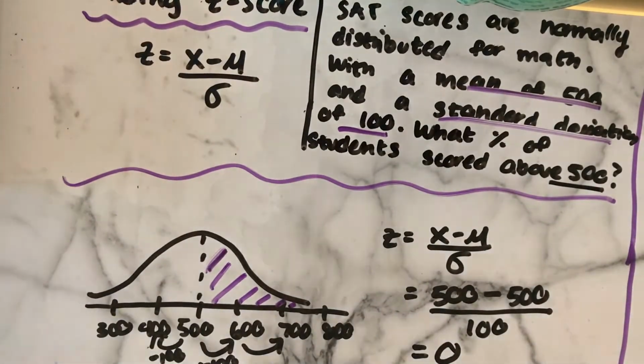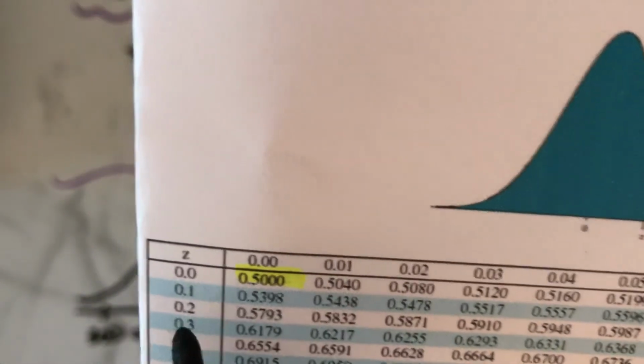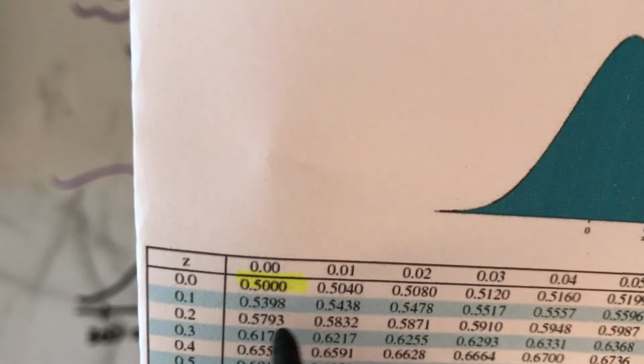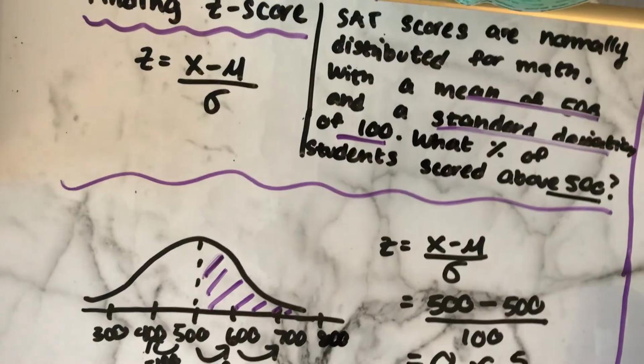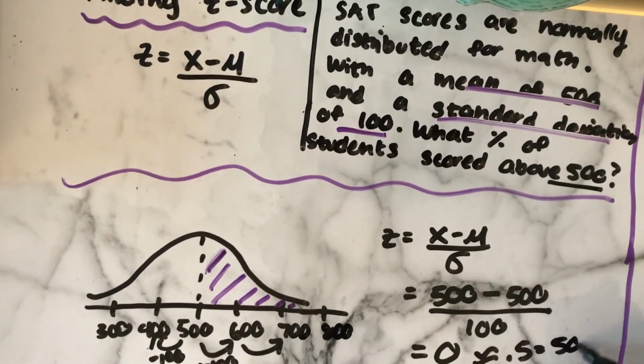So if you look at your table, you want to line up where 0 is, and you can see that it's at 0.5. So on the z-table we get 0.5, which is equal to 50%. So 50%, which is our final answer. So 50% of the students scored above 500.